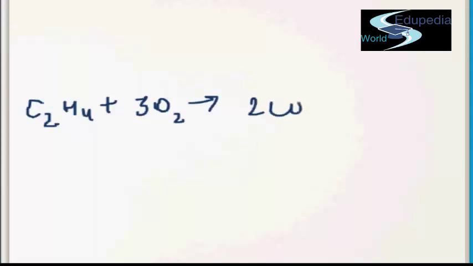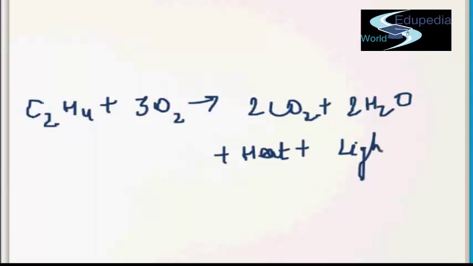And when ethene, C2H4, undergoes combustion reaction, it will form 2CO2 plus 2H2O plus heat and light.